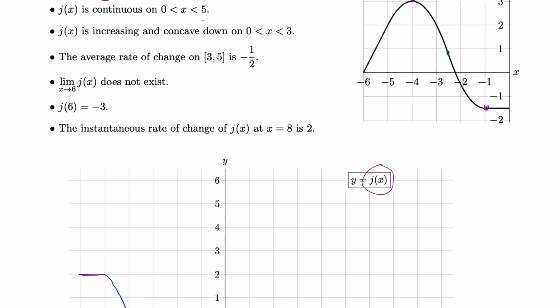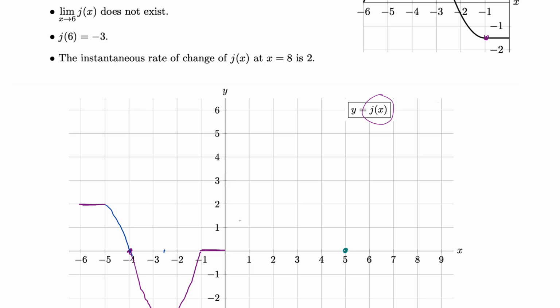The first thing they're telling us is that it should be continuous between 0 and 5. So we know between 0 and 5 here, we cannot do something strange like having a jump. Something like this is not allowed. Having a hole, something like this, is not allowed either. You should be continuous between 0 and 5.